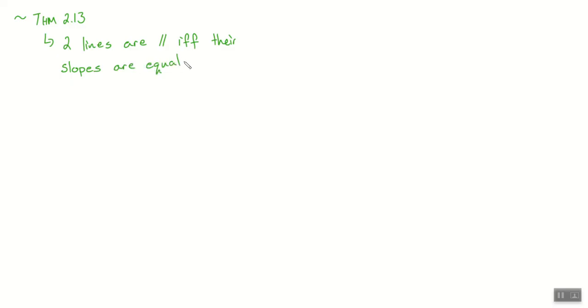And it sounds like that was more coming. We're going to have a caveat with it. Two lines are parallel if and only if their slopes are equal. That's the first statement. Now, there is one little weird situation that we encounter.